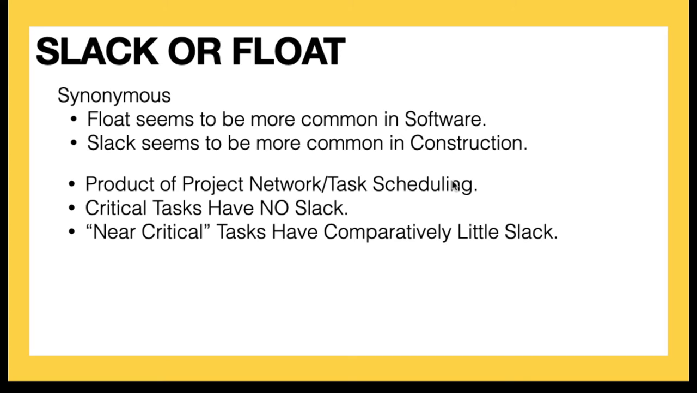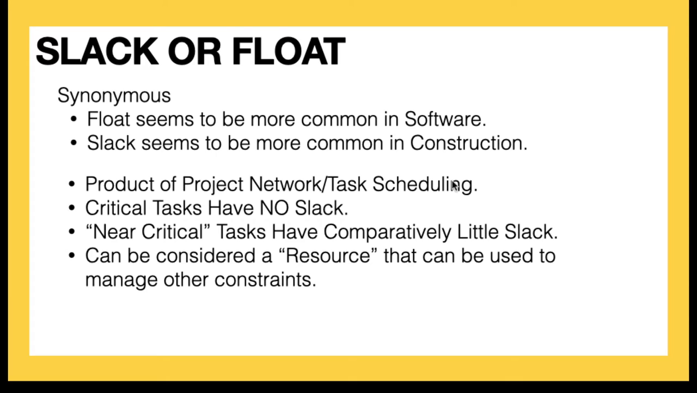Near-critical tasks have comparatively little slack. I'm not going to go into the details about near-critical tasks, but some project managers will recognize that if they have a task that lasts for 20 days and it has 1 day of slack, that may be very little slack. And so that may get used up, so they may track something called near-critical tasks. Slack or float can also be considered a resource that can be used to manage other constraints. The amount of slack or float that we have also changes during project execution.